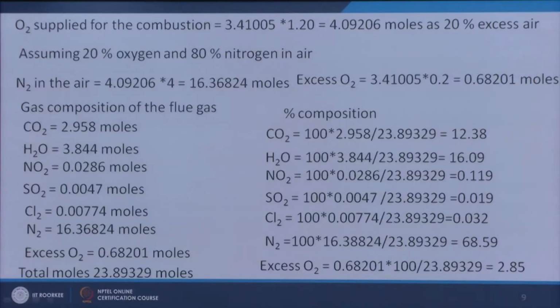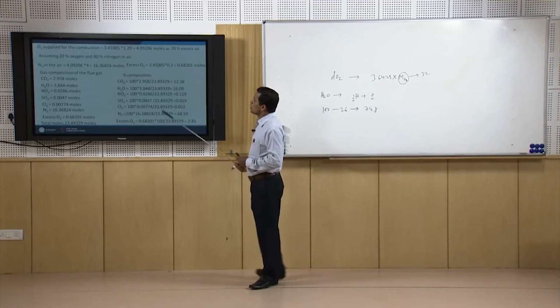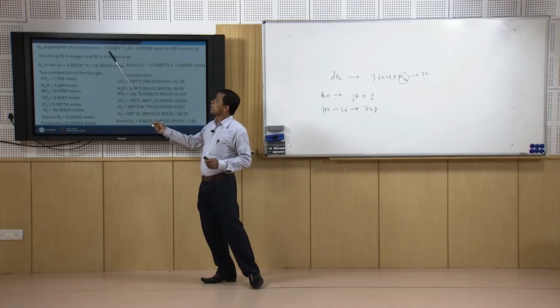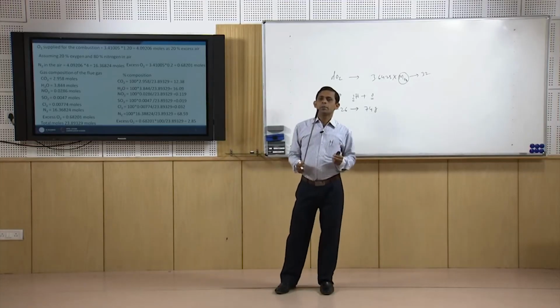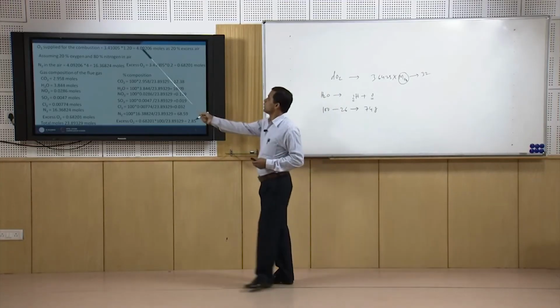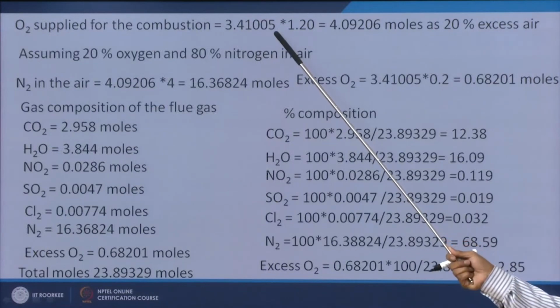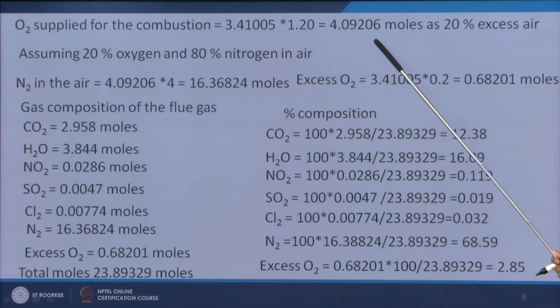Now, as per the statement, 20% excess oxygen is supplied. So, this is the stoichiometric requirement, 3.41005. If 20% excess oxygen is supplied, the oxygen supplied will be 1.2 into this much, 3.41005 into 1.2, that is equal to 4.09206 moles of oxygen.